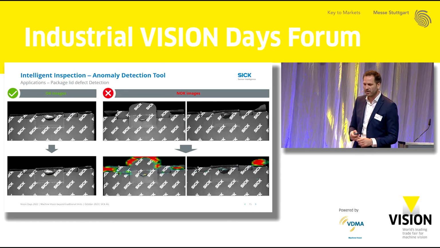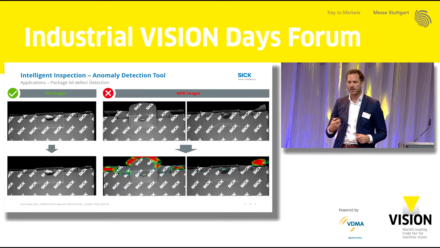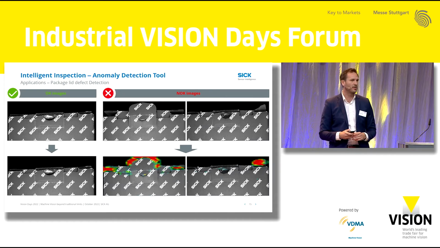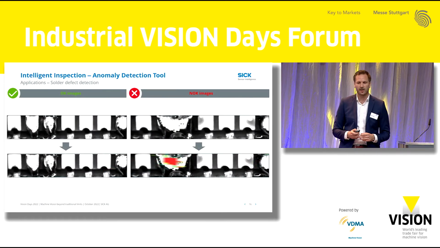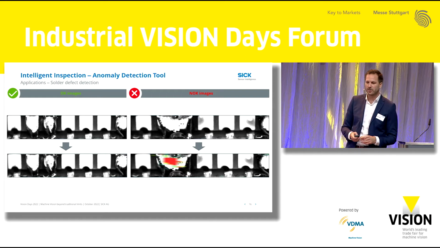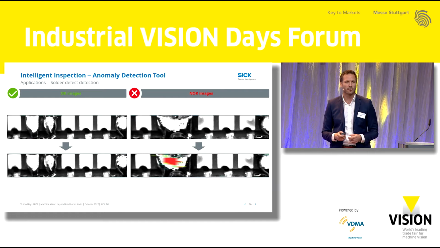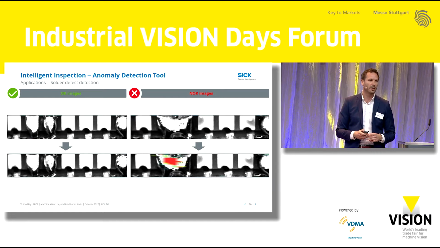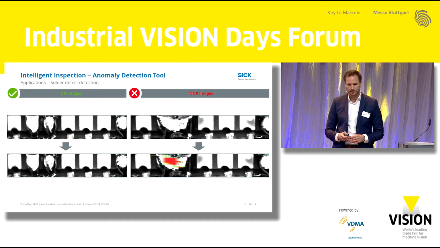Another example is when you have unpredictable defects. You can see here the lid is broken or the flap is up on the right-hand side. This is also something that could be solved with the anomaly detection tool. Also within electronics, you can see here a soldering that has a short circuit. This is also something that's suitable for deep learning, especially the anomaly detection tool with unpredictable defects.